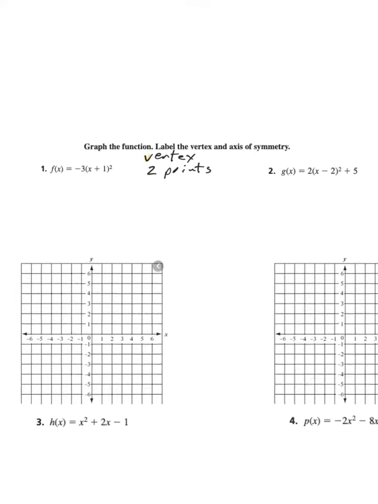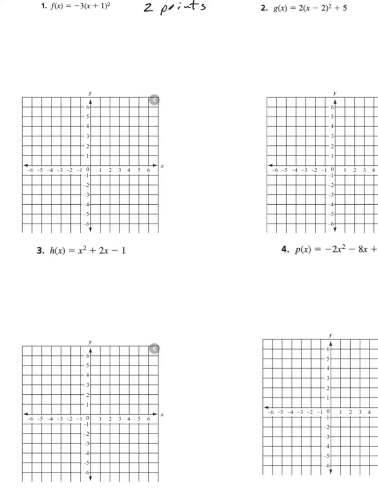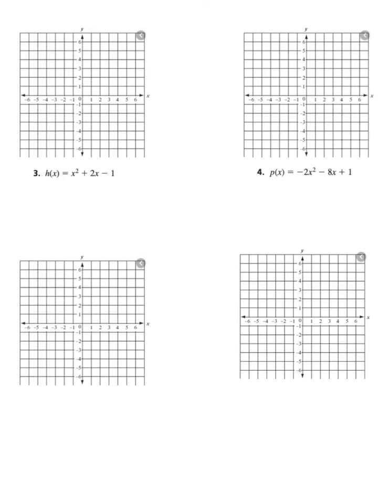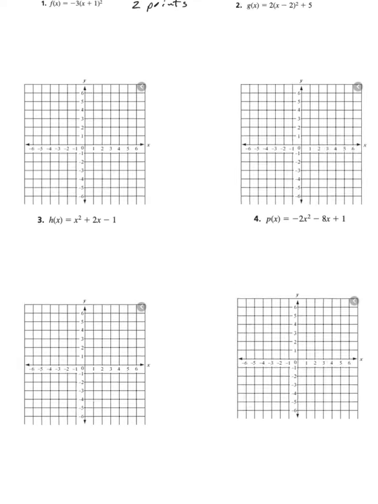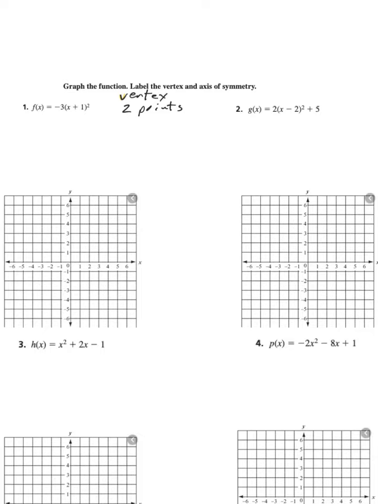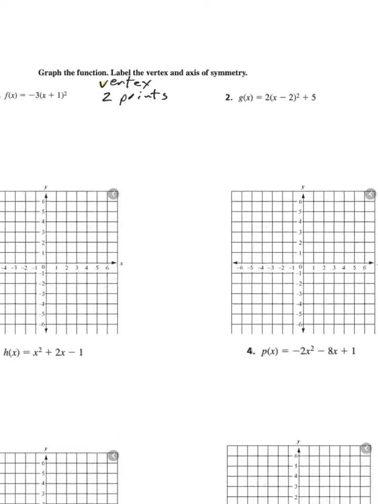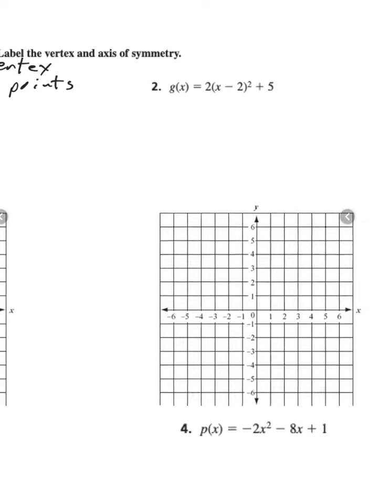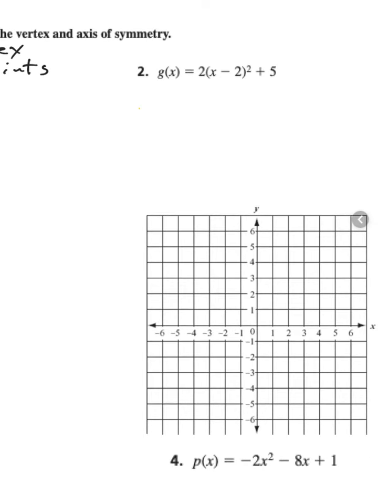Notice that for questions 1 and 2, we're already in vertex form, and for 3 and 4, we're in standard form. So let me do number 2, and I'll leave you the easier one to do after that. Step 1, find the vertex. This one's in vertex form, so hopefully you can guess that the vertex in this case is, drum roll please, 2, 5.